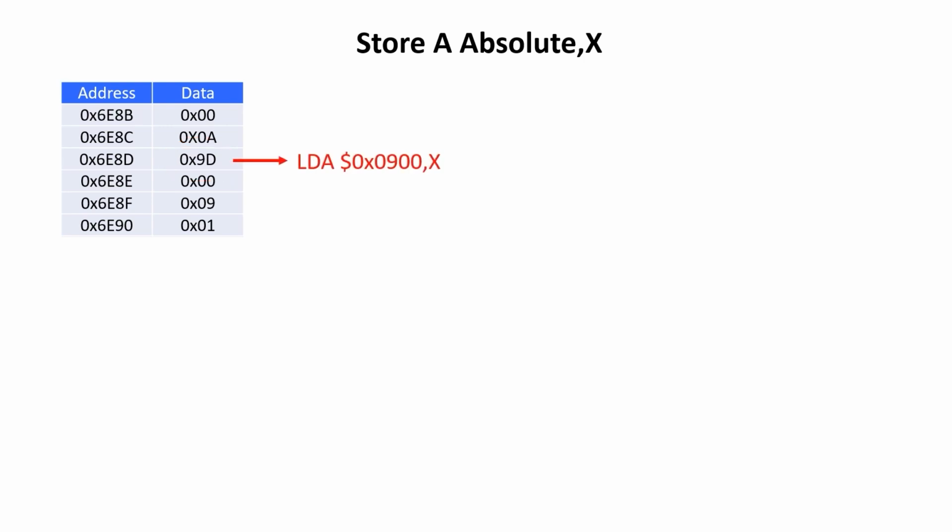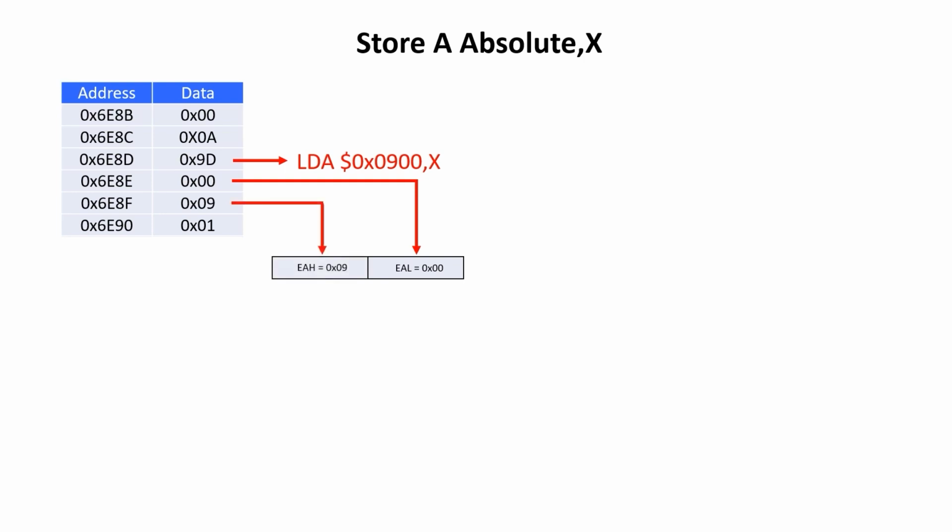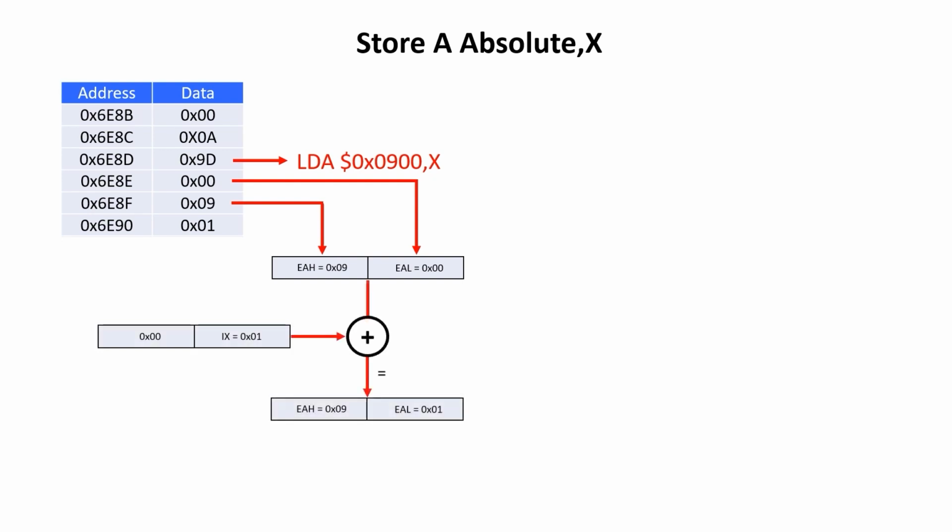After we interpret the instruction, the first thing we want to do is transfer the 0 at 6E8E into our EAL register, and then transfer the 90 at 6EAF into our EAH register. This gives us a base address of 0900 hexadecimal, and now we want to offset this by the value in index X. We make index X a 16-bit value with the upper 8 bits being set to 0, and then we add this to our EAL and EAH registers.